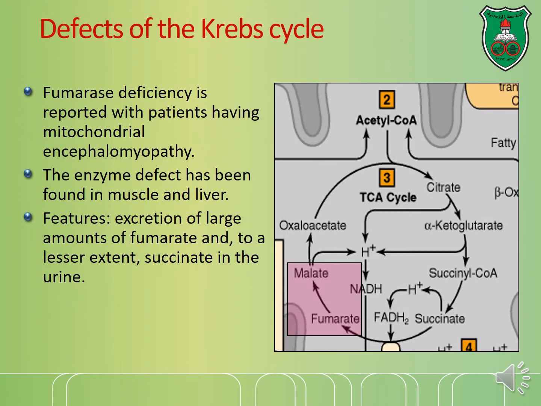There could be problems in any of the enzymes involved in the Krebs cycle. In this case there would be excretion of large amounts of fumarate and succinate in urine, and that would cause mitochondrial encephalomyopathy. So there would be a deficiency in the generation of ATP.